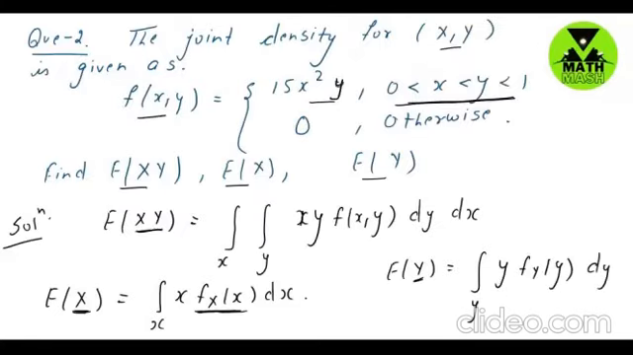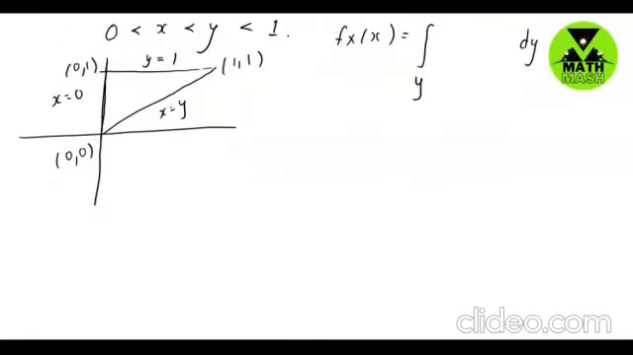So the joint function here is 15x squared y. So what are the y limits? Whenever we have to integrate with respect to y, simply move from bottom to top. So bottom to top here, the bottom points are lying along the line y is equal to x. So the value of y is equal to x.